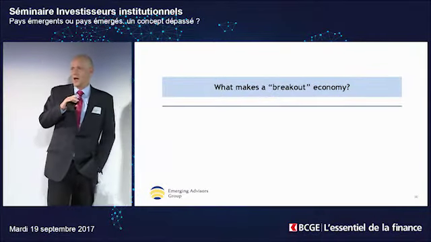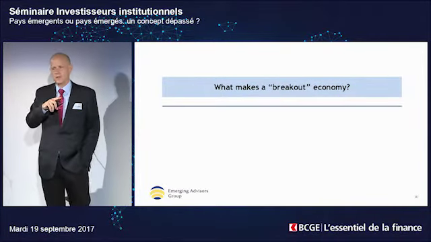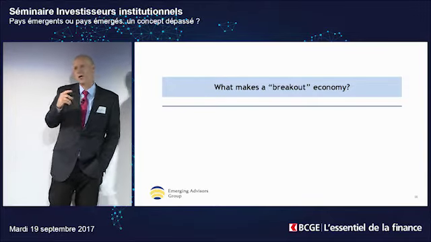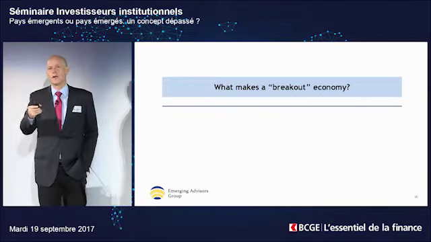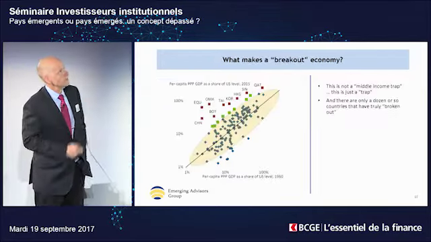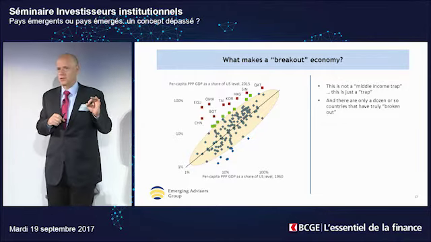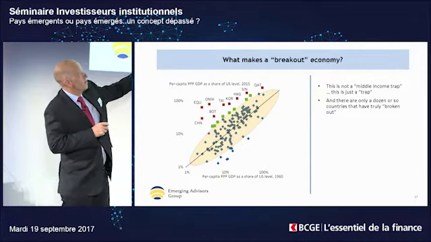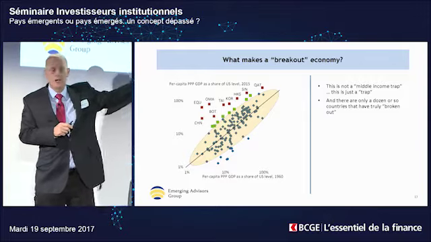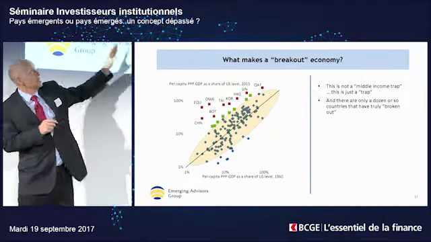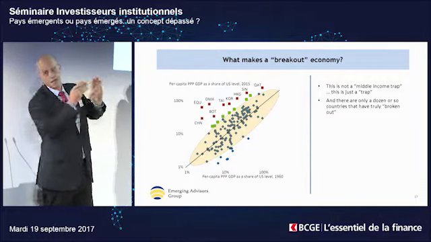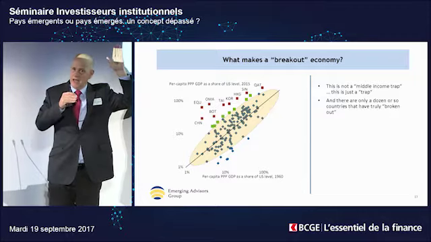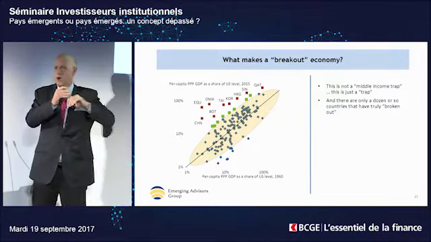The second has very little to do with market investing and more to do with the question of who becomes a superstar and who becomes a breakout economy in the emerging universe. This is a complicated chart, so let me explain this very briefly. On the bottom, I have per capita GDP relative to US GDP in 1960. That's the horizontal axis, right? In the vertical axis, I have per capita PPP as a share of the US level. So this is relative standing in the world.